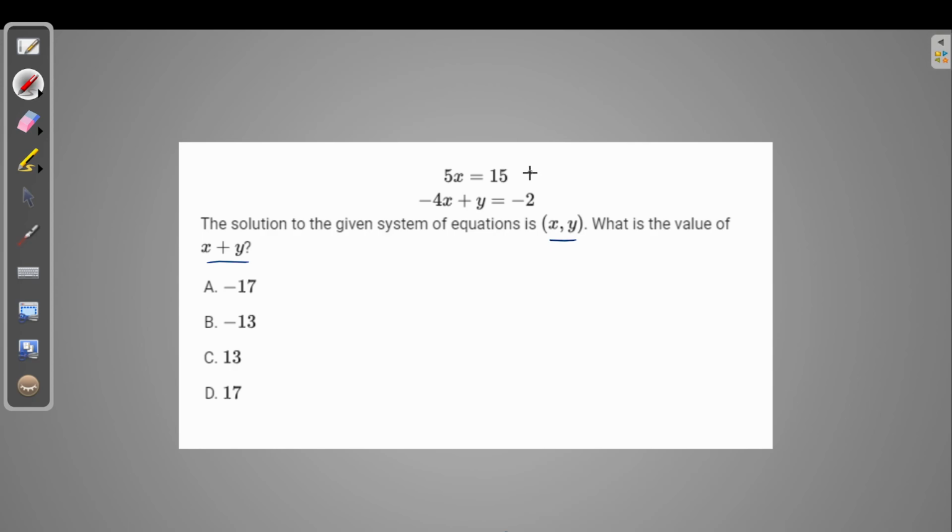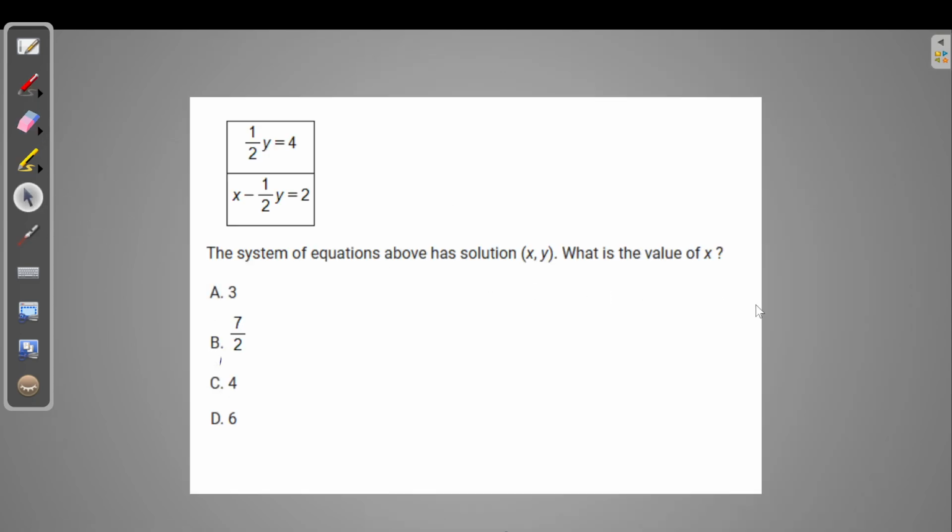You can subtract or add these two equations. I'm just going to substitute because it's going to be easier for this one. So x is equal to 3, where you can plug this one in. It'll be negative 4 times 3 plus y equals negative 2, where then y is equal to 10 if you distribute it out. And so if y is 10 and x is 3, if you add them together, you get c, or 13.